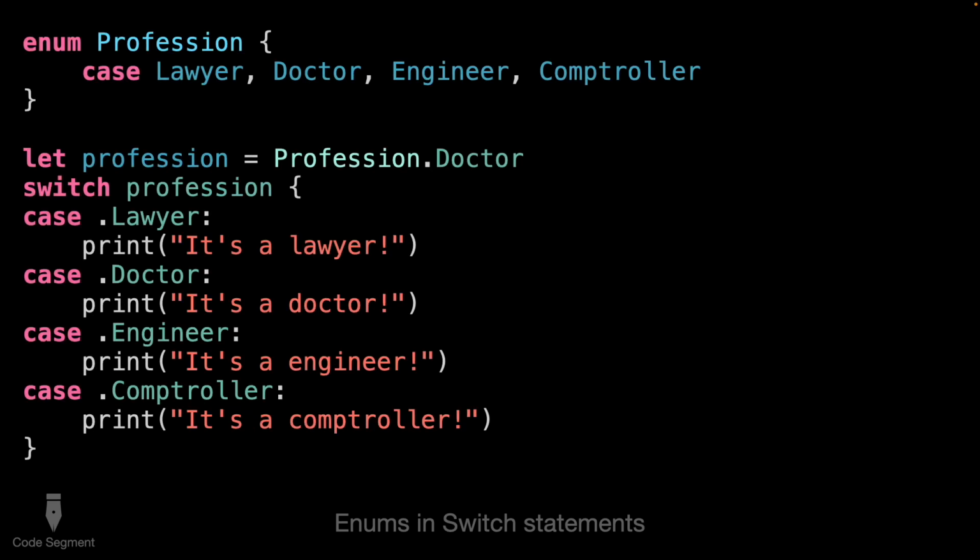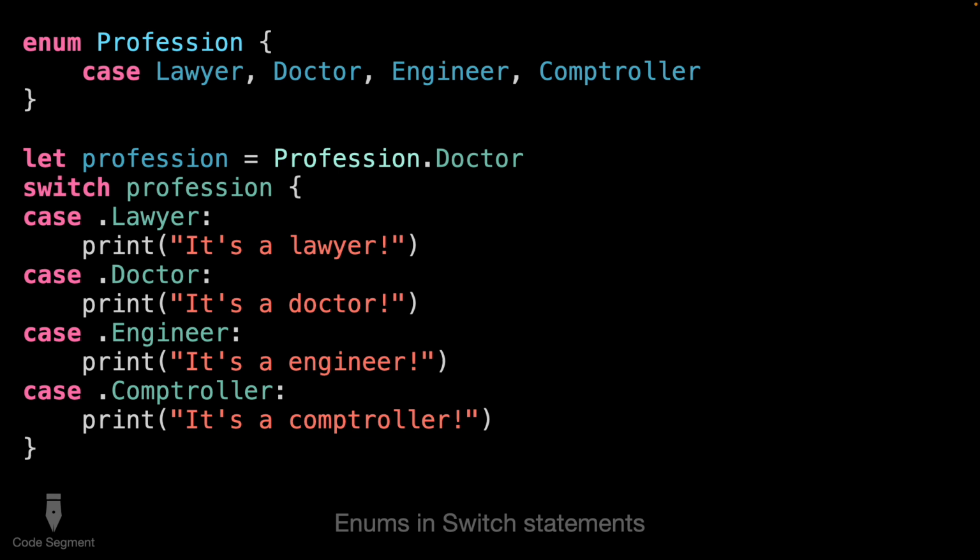So let's take a quick look. We have an enum here that we call profession. We've got lawyers, doctors, engineers, and comptrollers, right? So we create our profession constant. We set it to be doctor, and so this will compile. That could be being passed into a function or from some other part of your code, and you're not really sure what it's going to be. And so then you can do a switch. And within that switch, you switch on the constant or variable that has the type of enum, right?